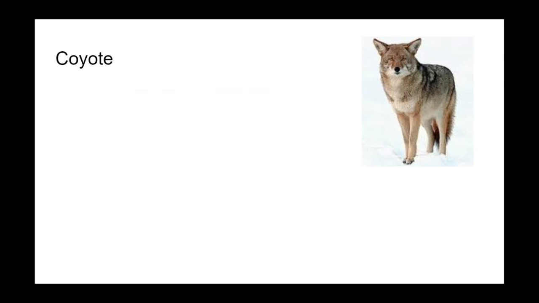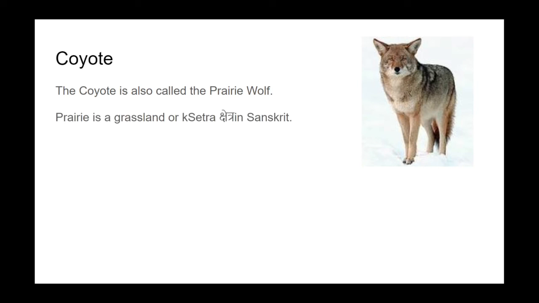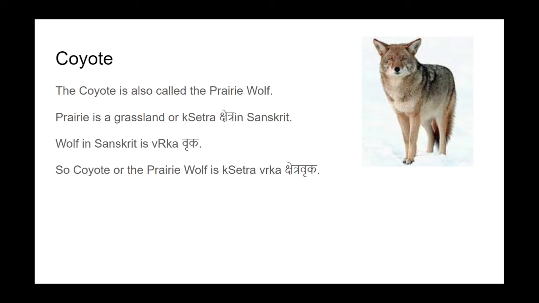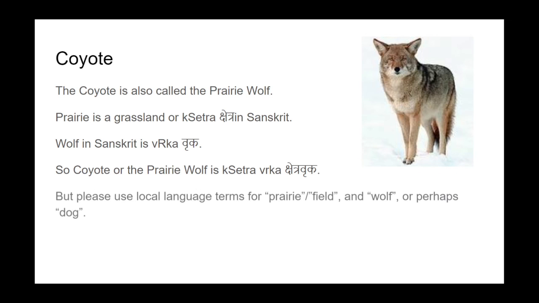The coyote, also called the prairie wolf. Prairie is the grassland, or kshetra, in Sanskrit. Wolf is vrka. So coyote, or the prairie wolf, is kshetra vrka. But please use your local languages for the word prairie, field, or wolf, or perhaps dog.